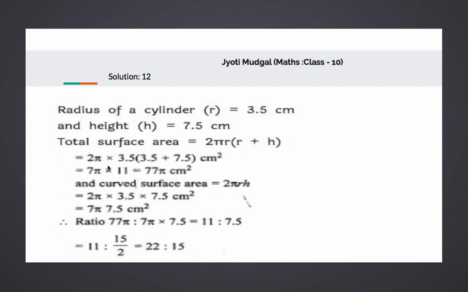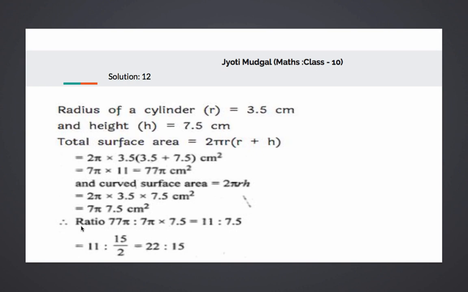Okay. So 2 pi r is 3.5 bracket r plus h, 3.5 plus 7.5. It's 11. So 7 pi into 11, which comes 77 pi centimeter square. Okay. Students, if you put the pi and then cancel it, it also means the same. So better is to go with the easy method. Do not put the value of pi. Let's cancel it out. We know in both the formulas pi is there. Right. Next, 2 pi into r into h. R is 3.5, h is 7.5. So what do I get? 7 pi into 7.5. This I have calculated 3.5 into 2.